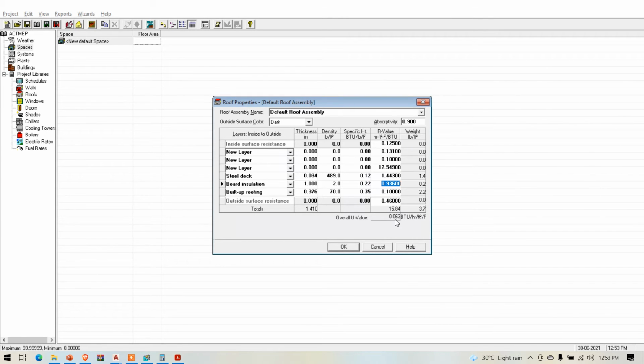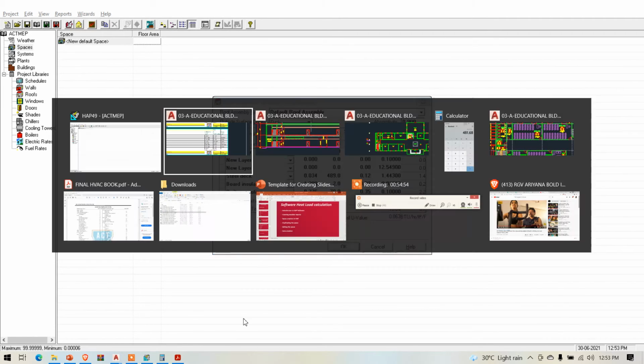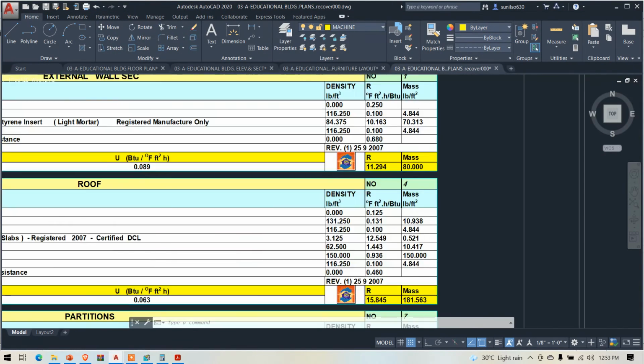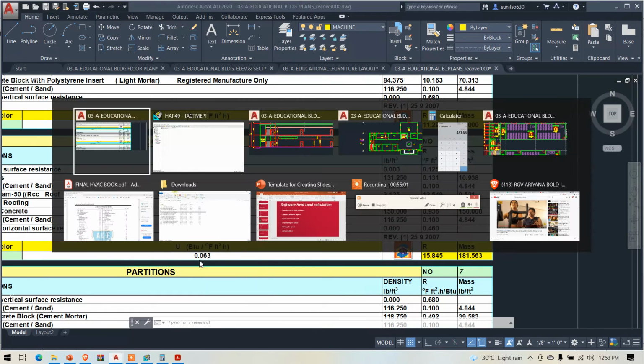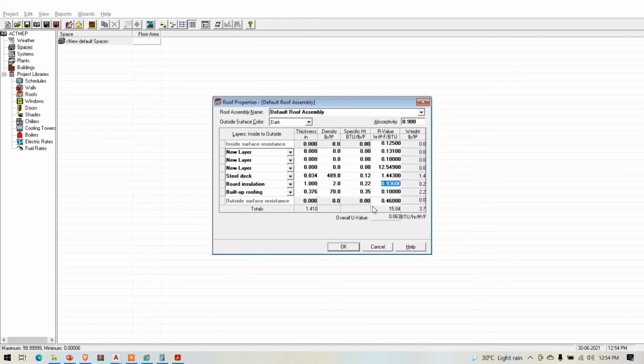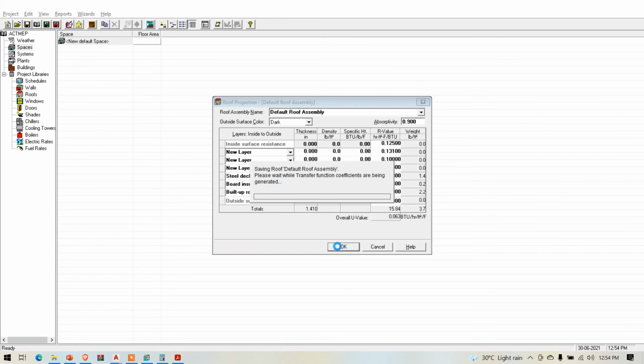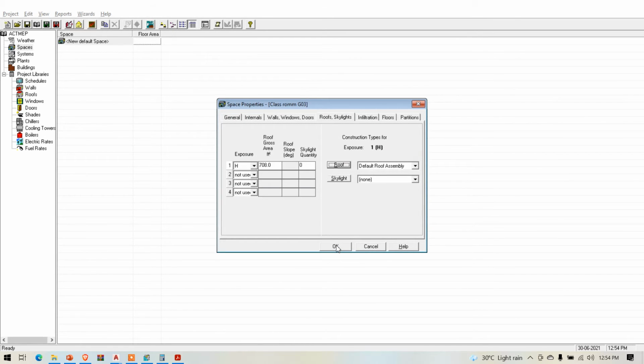So you got 0.063, and now you check with this value. See here, they have given 0.063. So whatever you get, that is correct, and you can write the description. That is only description. The description does not affect your load. The load is completely based on your R value. R is nothing but your resistance value. Based on your resistance, you are getting your U value, that is BTU per hour per feet square per degree Fahrenheit. Give OK. So these values will be loaded.